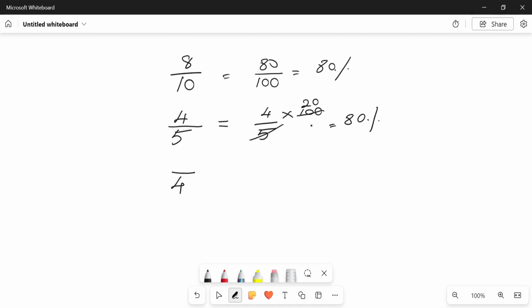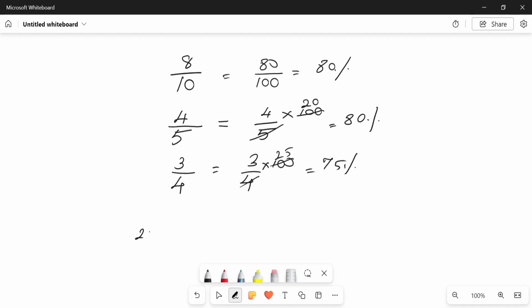Out of 4 questions, you get 3 correct. Then your percentage marks is 3 by 4 into 100. 4 times 25 is 100. 3 times 25 is 75%. So, now you understand, to convert a fraction into percentage, we should multiply by 100. So, any fraction you can change into percentage by multiplying 100.